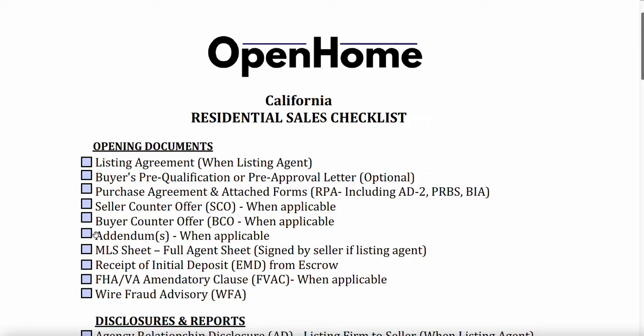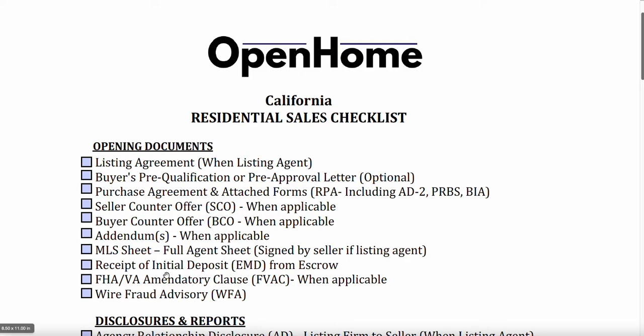Counteroffers if they were used, addendums if they're used, the MLS sheet, signed by the seller if you're the listing agent. The reason is that when you first produce that MLS listing, you want to have the seller initial or sign off on the sheet, basically verifying that the information you put in the MLS is accurate, because sometimes there can be miscommunication. The wrong information might be entered by the agent because they don't know, or the seller told them the wrong information. And if you get blamed by the buyer in the future, the seller is very unlikely to take responsibility. So you want to be upfront, and this is a good way to just verify the information in the very beginning before anything goes wrong.